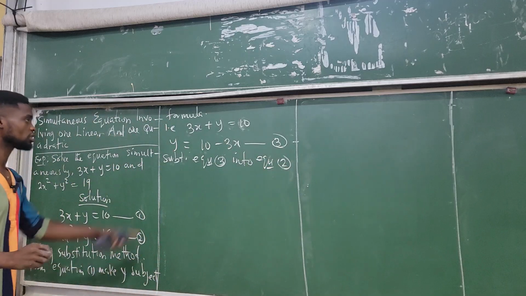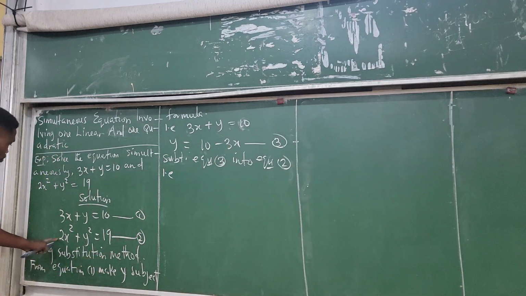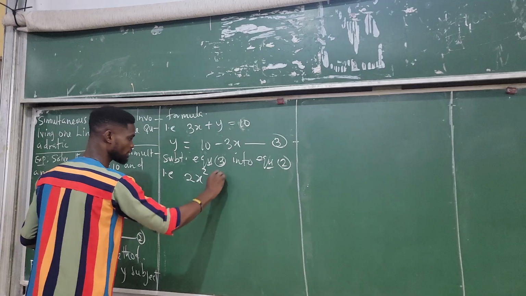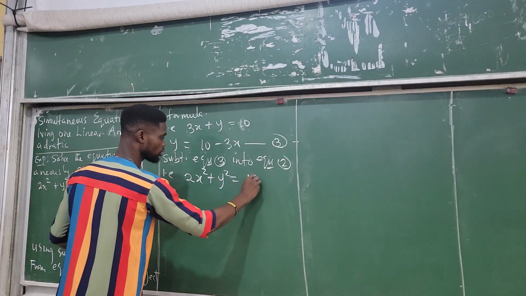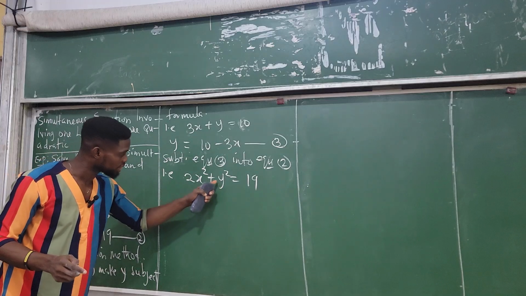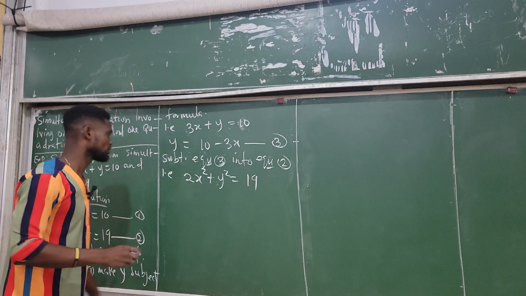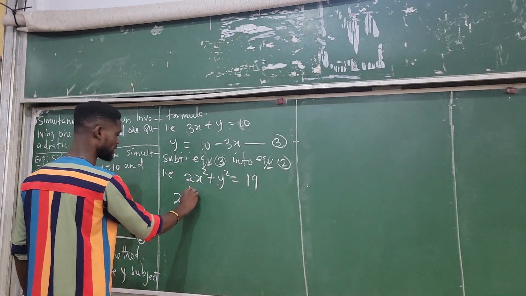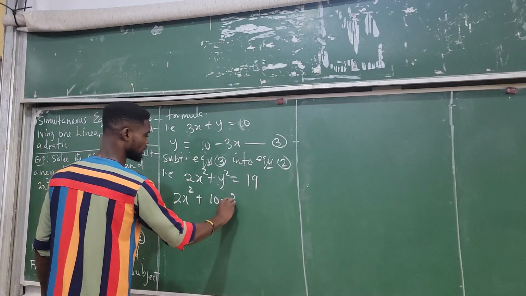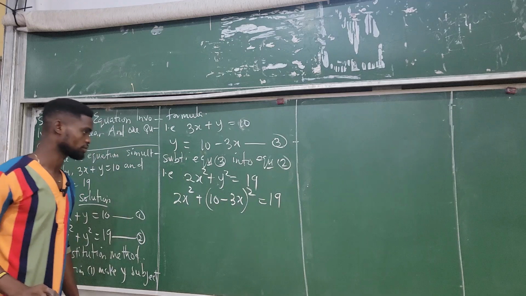What do you mean by that? Equation 2 is 2x squared plus y squared is equal to 19. So substitute the value of y into this. Look at it, y is 10 minus 3x. Remove this y and put 10 minus 3x. So we have 2x squared plus, for y, we have 10 minus 3x all squared, is equal to 19.